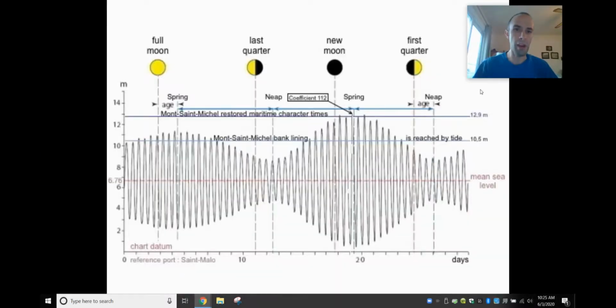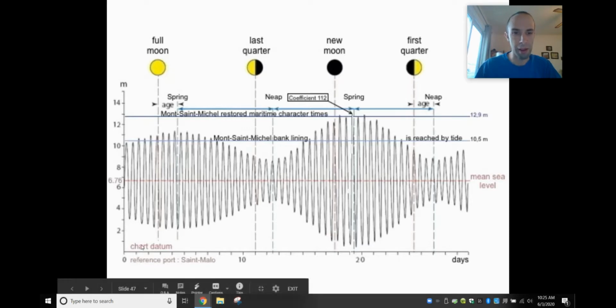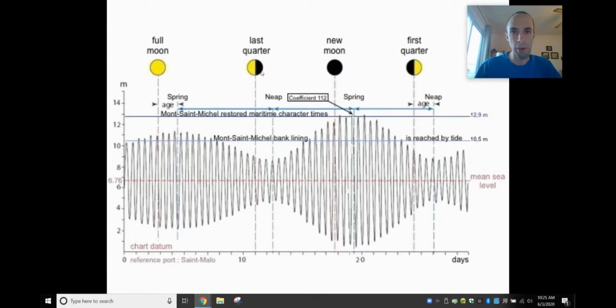Okay, so this is a calendar that kind of shows the difference between the spring and the neap tides throughout a month. As you can see here, this is a whole month that's displayed on the x-axis, the full moon, and then the last quarter moon, and then the new moon, and then the first quarter moon. And remember, it's about a week between these, 7 days approximately, between each one of these. And remember, this whole entire cycle is 29.5 days long.